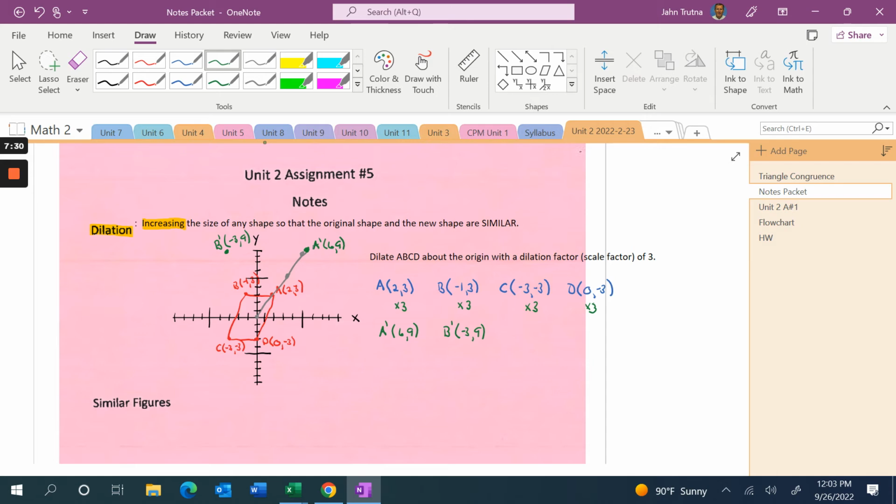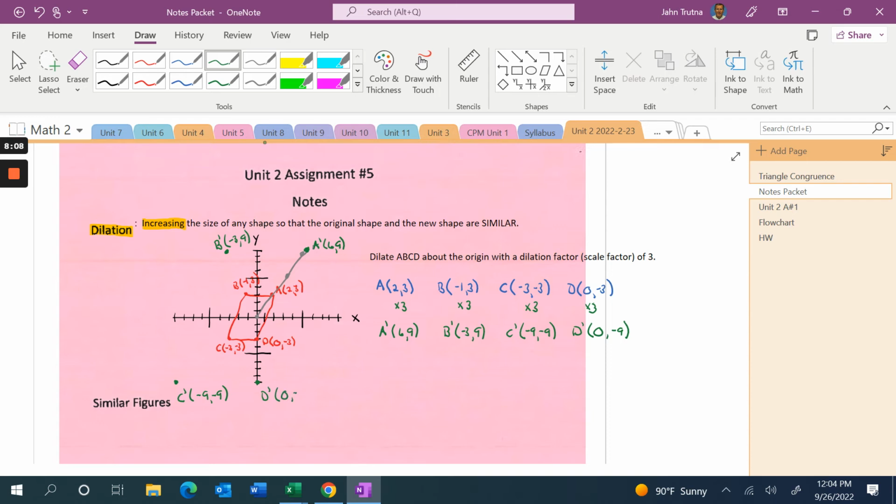Continuing the process to find C prime. -3 times 3 gives me C prime's coordinates of -9, -9. So I'm going to go left 9, down 9, and that's going to be my C prime point right there, which is -9 and -9. And lastly, I'm going to do the same to find my D prime point. So 0 times 3 is 0. -3 times 3 is -9. So D prime is going to have the coordinates of 0, -9.